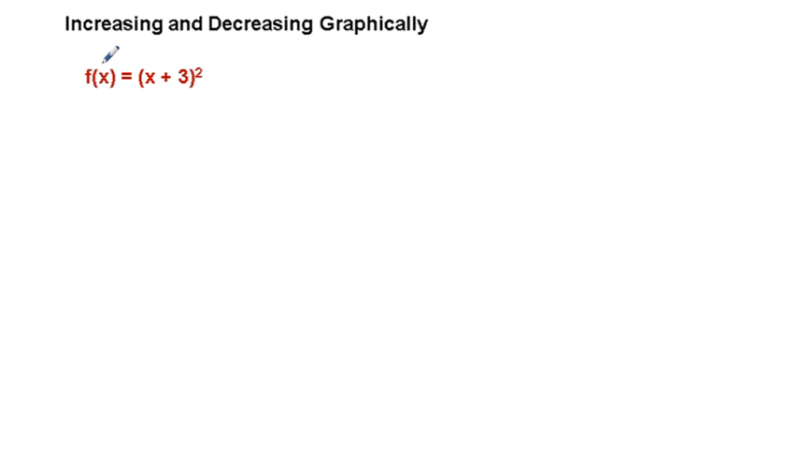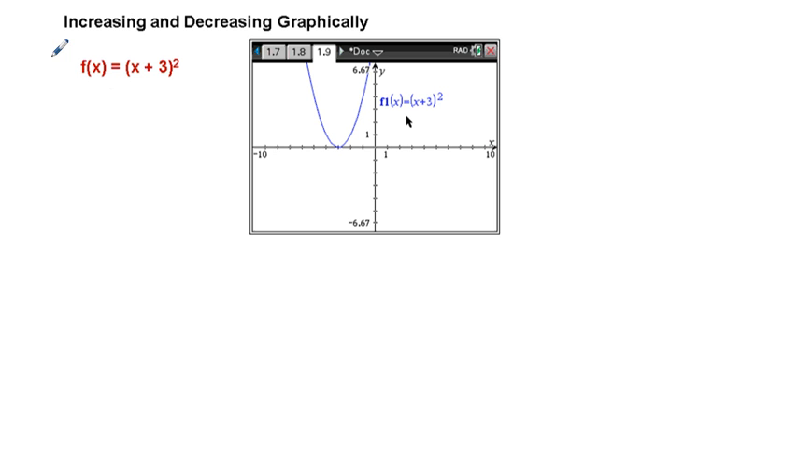And here we have the function f(x) equals (x plus 3) squared. And this is the graph of that function in a TI-84 calculator. And we change from decreasing to increasing here at x equals -3.